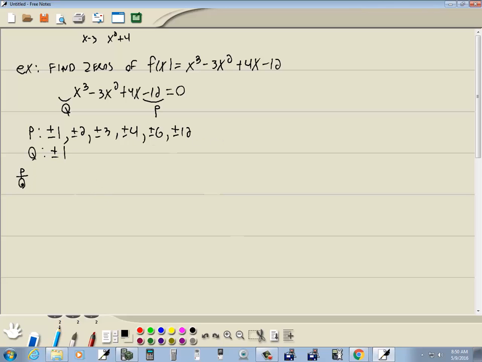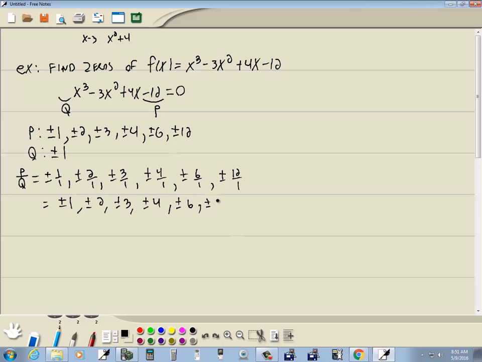So all of our possible answers we're going to find by putting each value of p over each value of q. So we'll have 1 over 1, 2 over 1, 3 over 1, 4 over 1, 6 over 1, and 12 over 1. Or we've got 1, 2, 3, 4, 6, and 12, with a plus or minus in front of all of them. Now those are all of our possible rational zeros. So what we're going to do is take each one of those and plug them into synthetic division based upon our problem.